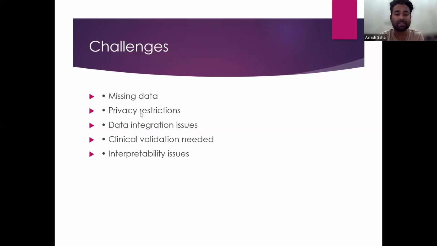We have to handle privacy restrictions and data integration issues, like integrating our data with our AI model, and clinical validation is needed. So we have to follow some clinical rules, and our data should be transferred in clinical format. The next one is interpretability issues. It is not easy to understand my AI model once it is made. We are not able to understand how the AI model is predicting the output. So we face many interpretability issues.